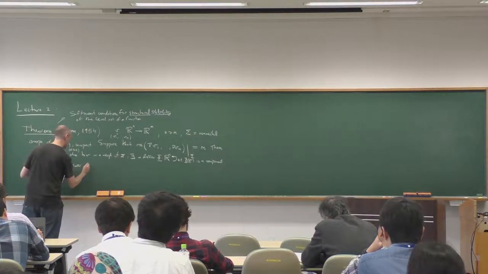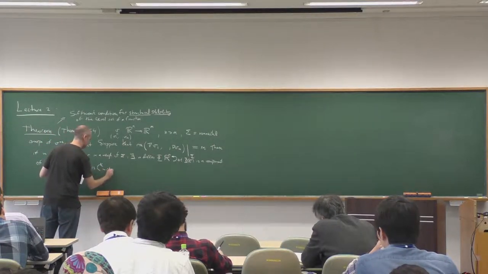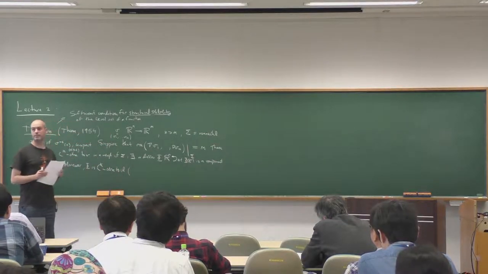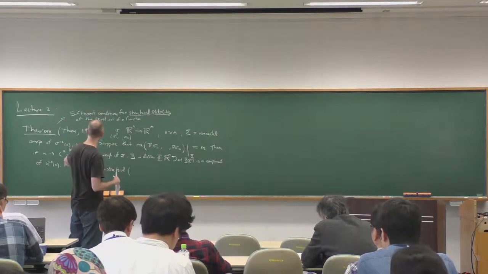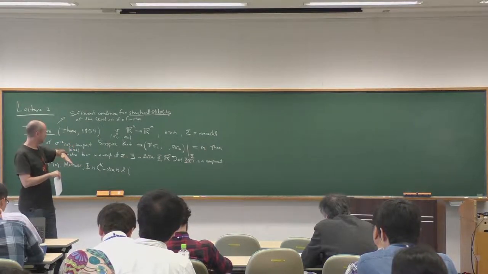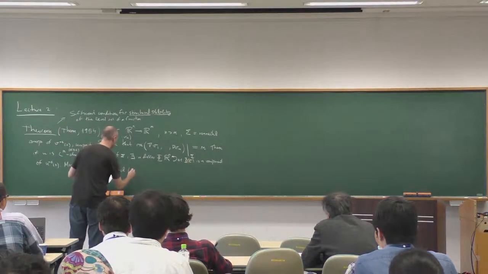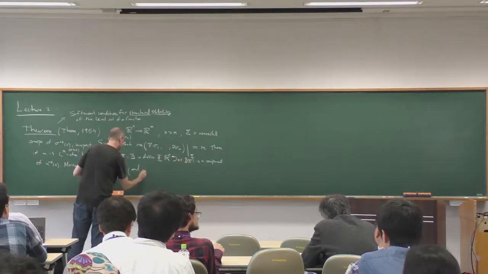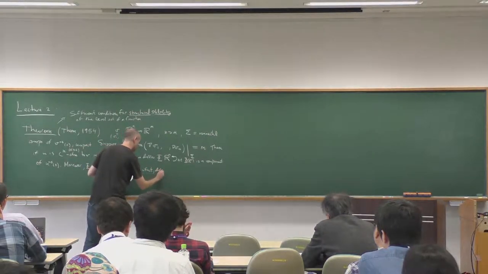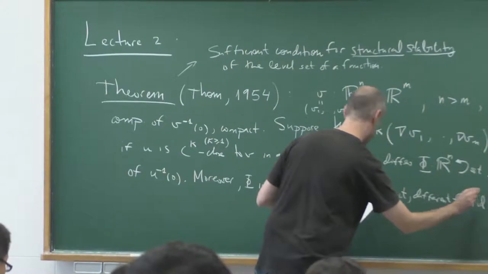Moreover, this diffeomorphism is C^k close to the identity. And actually, it is different from the identity only in a neighborhood of Sigma. So away from Sigma, or away from some neighborhood of Sigma, this defines exactly the identity. You can construct it to be exactly the identity. So different from the identity.